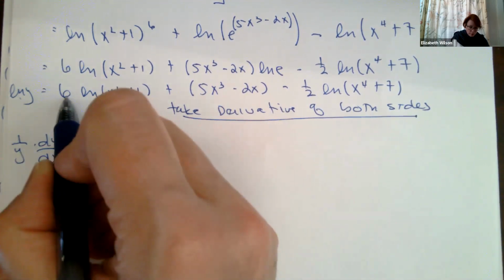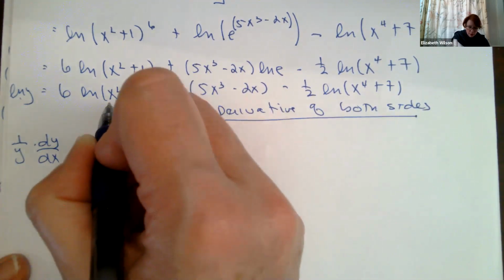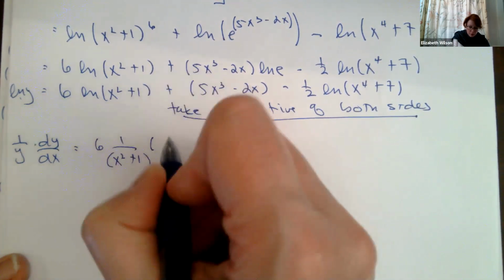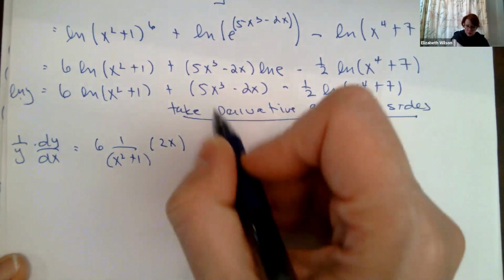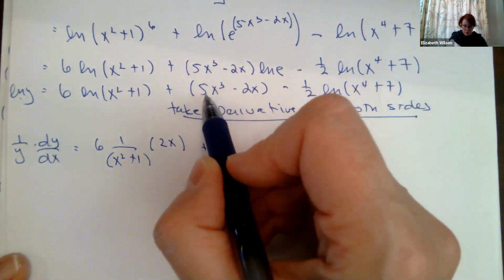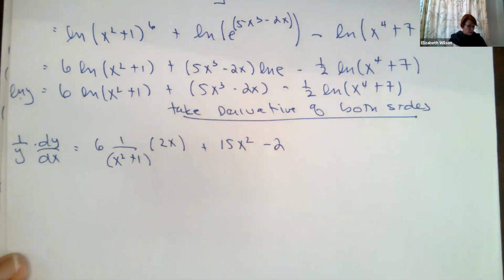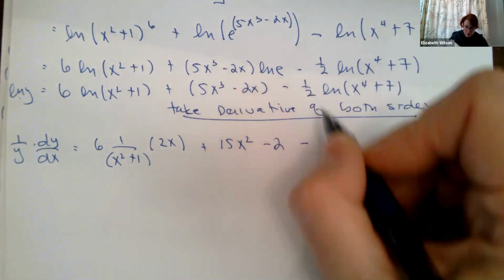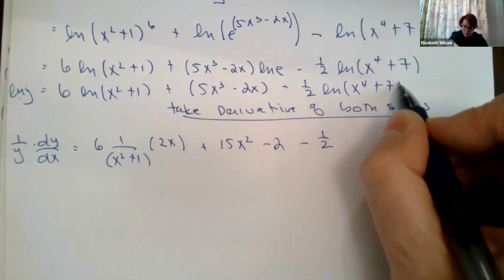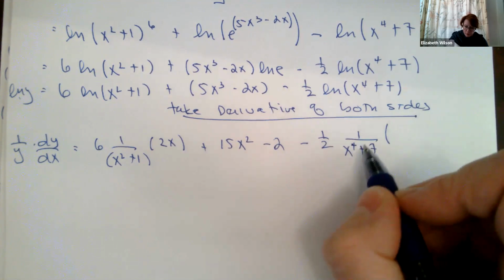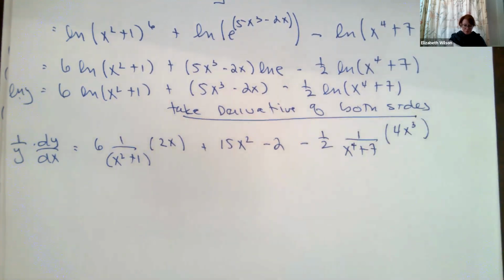So this becomes 6 times, remember this is our u, so this becomes 1 over x squared plus 1 times our chain rule, 2x. Plus, these are just polynomials, right? So the derivative of 5x cubed is going to become 15x squared minus 2x, minus 2. Minus the 1/2 is a coefficient. This right here, remember, I go 1 over my argument plus 7 times my chain rule. So this is 4x cubed. Alrighty, doesn't that look easier than my original chunk of stuff?